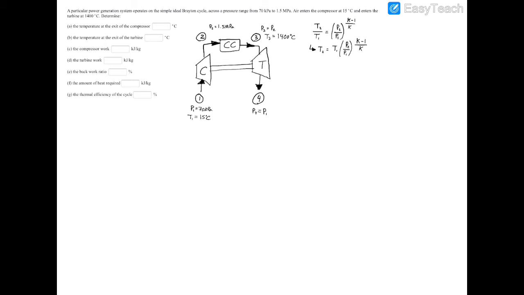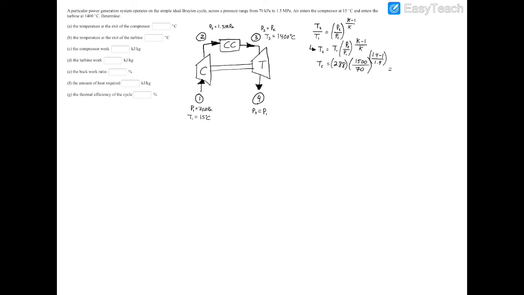So now it's pretty much the simple part where you have T2 is equal to T1 is 288 Kelvin. Make sure you're in Kelvin when you use this formula here. And then it's going to be P2 over P1. So make sure you're in the same unit. So I'm going to use kilopascals. So 1.5 megapascals is 1500 kilopascals divided by P1's 70 kilopascals. To the K minus 1, so the specific heat ratio is 1.4. So you have 1.4 minus 1, and that's for air, obviously. 1.4 minus 1 over 1.4.